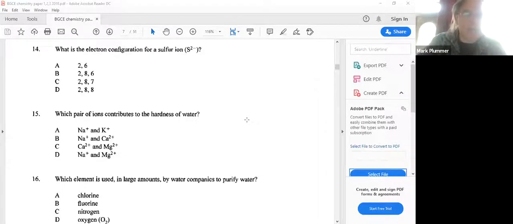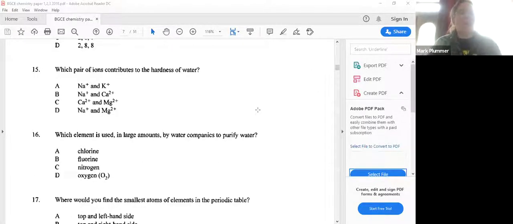Number 16. What element is used in large amounts by water companies to purify water? The answer to number 16 is C. No, it isn't. Sorry, misread. The answer to number 16 is A.